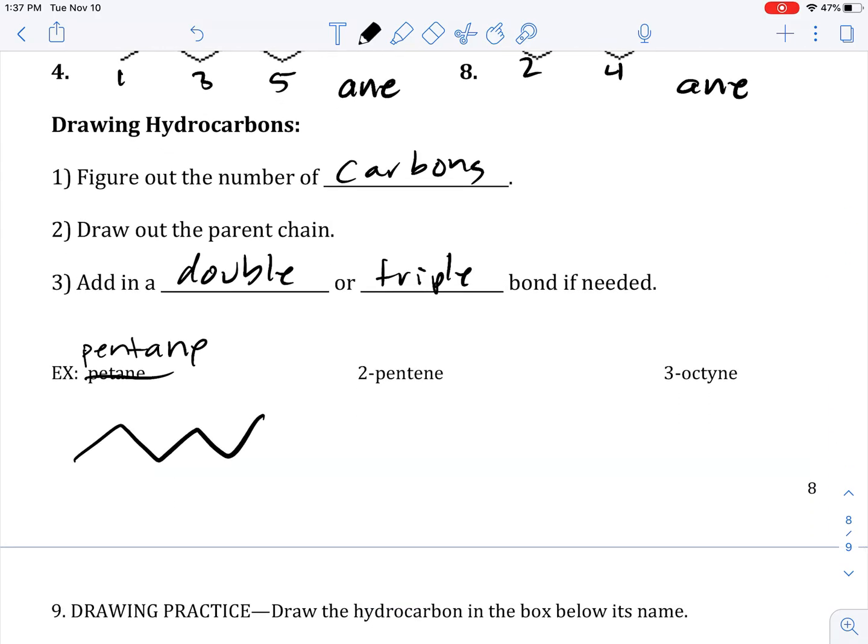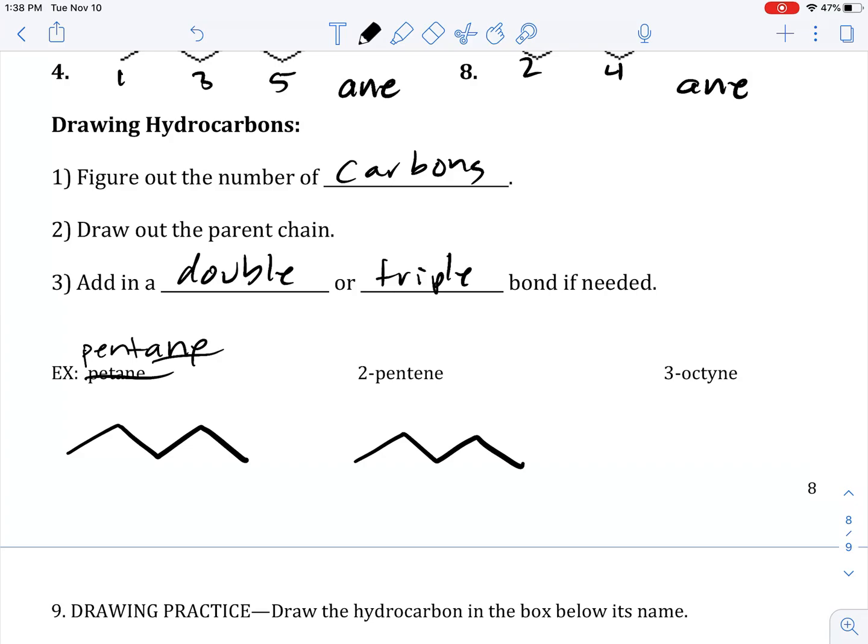1, 2, 3, 4, 5. And then you got to double check, because 1, 2, 3, 4, 5, 6. Oops, I overdrew it. So I'm going to back it up. I got to redraw. 1, 2, 3, 4, 5. Just be careful to make sure you count. So 1, 2, 3, 4, 5. Good. And then it's ANE, so it's all single bonds, so it's good the way it is.